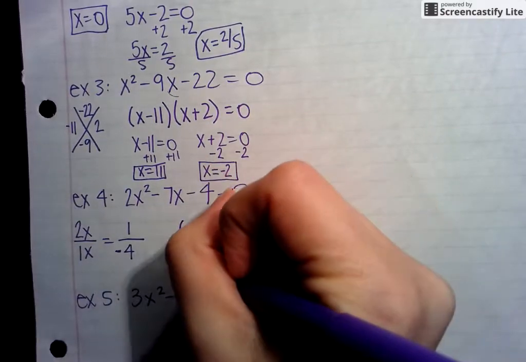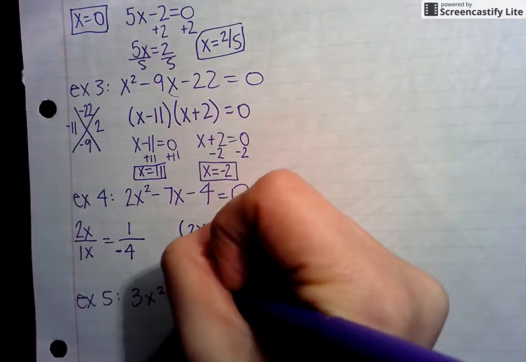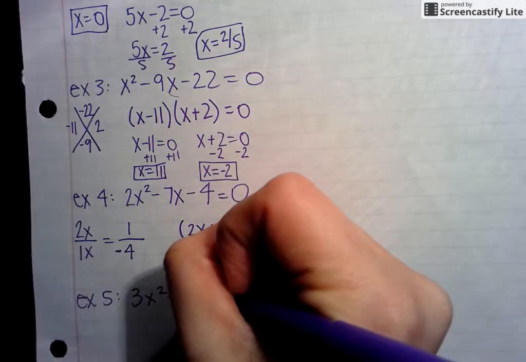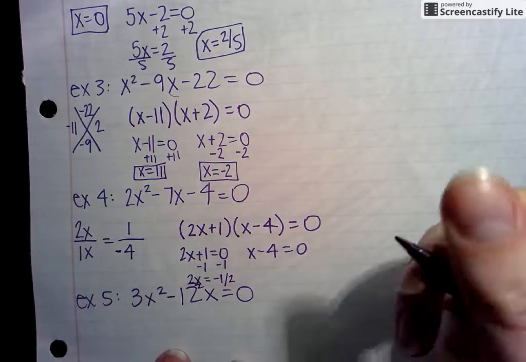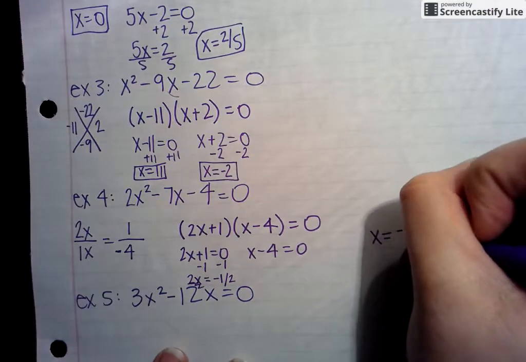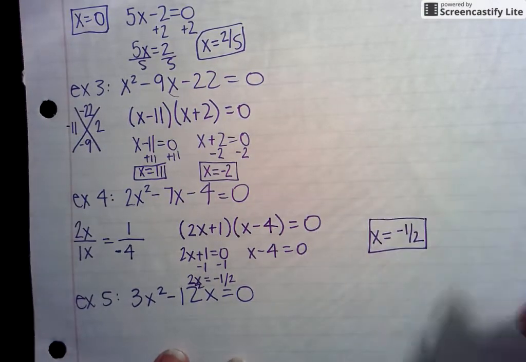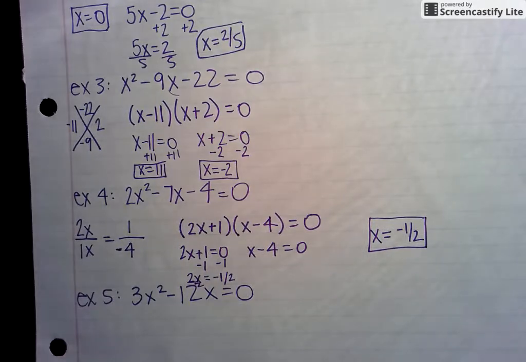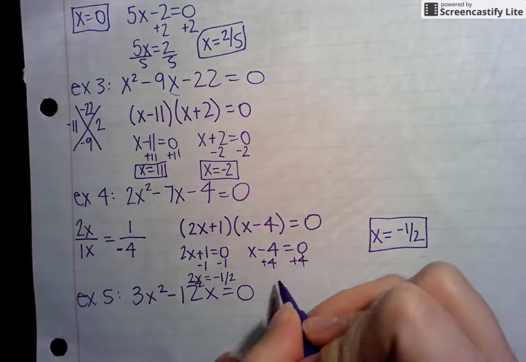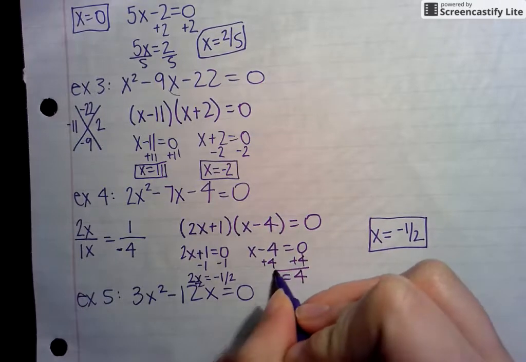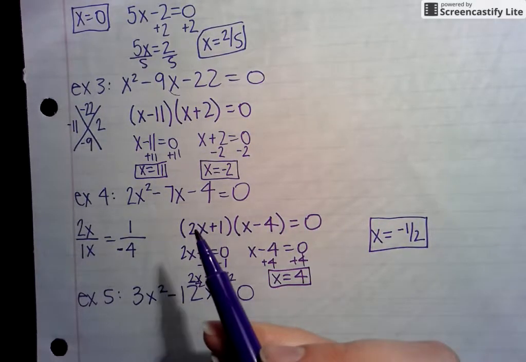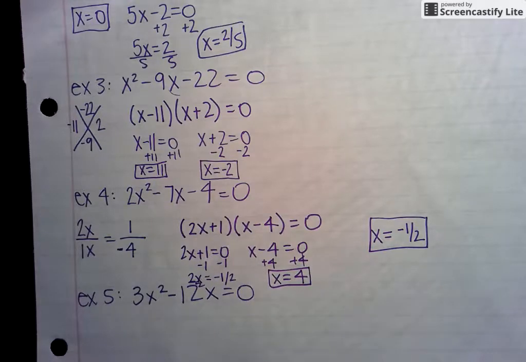I'm trying to get x by itself, so I'm going to subtract 1 on both sides. So I have 2x equals a negative 1. I'm going to divide by 2. So one of my solutions, I'm going to put it over here, is negative 1/2. So that means it intersects the x-axis at negative 1/2. I'm also going to solve this one for x. So I'm going to add 4 on both sides, so I get x equals 4. This is my other solution, so this quadratic equation has two solutions.